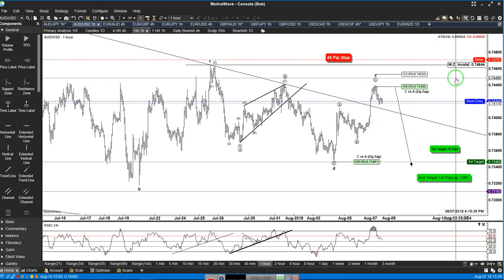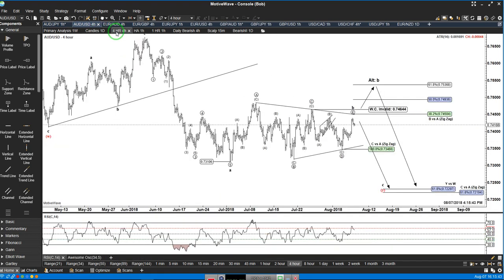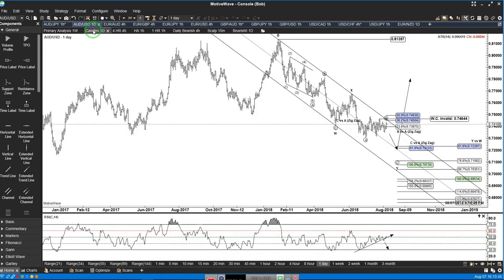Aussie dollar is looking like it's pulling back pretty good from that 2 equal legs up. Stops above 74.70. Looking down. I did change this count up a little bit today. I just didn't like that ending diagonal idea, so I just got A, B, C for W and X, and then A, B wave triangle, C wave down.